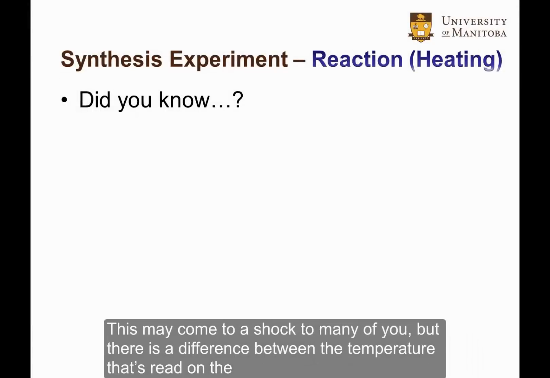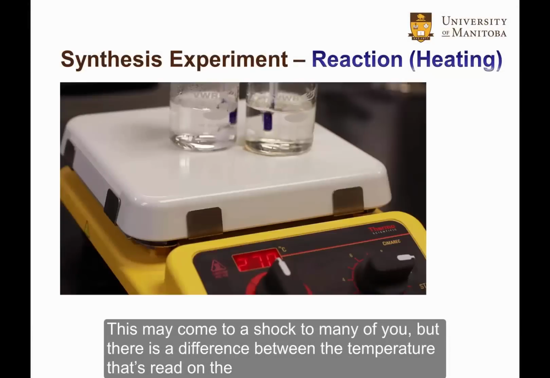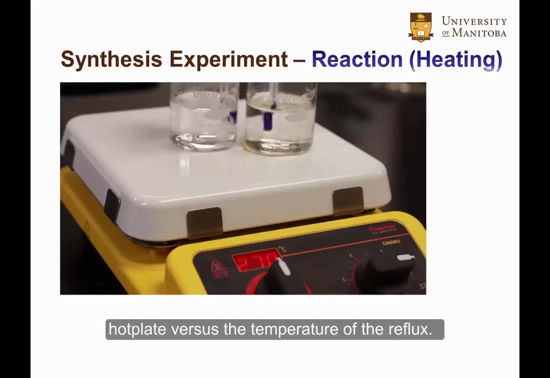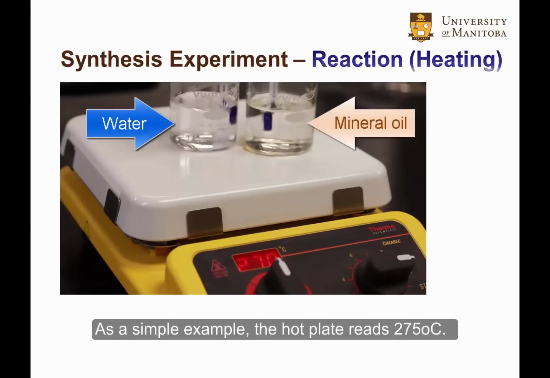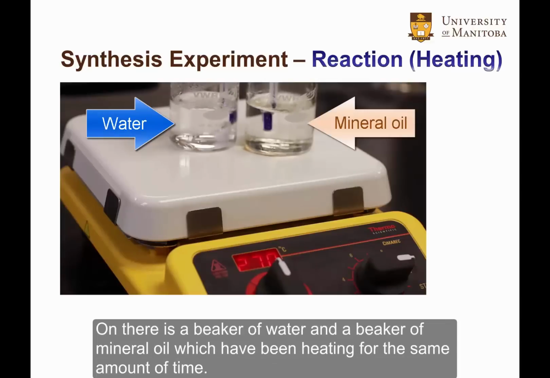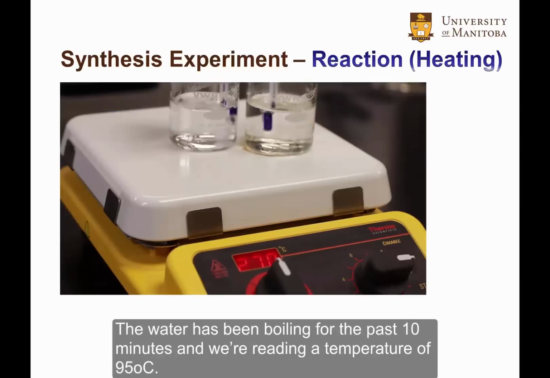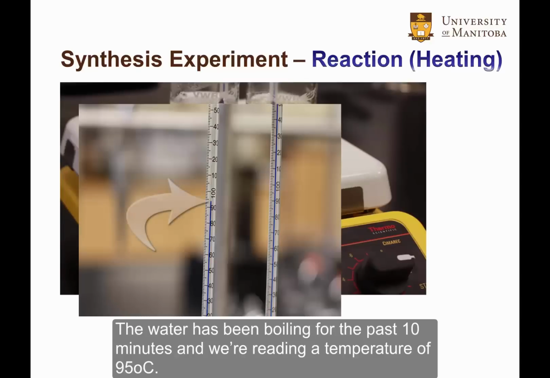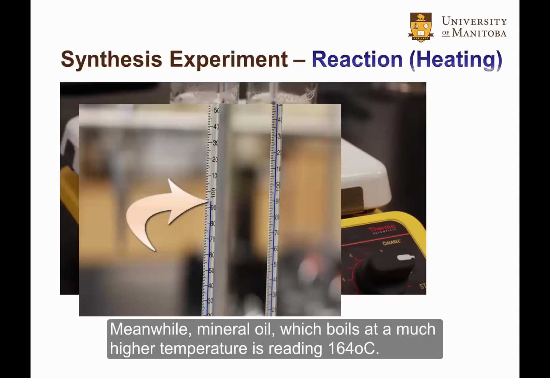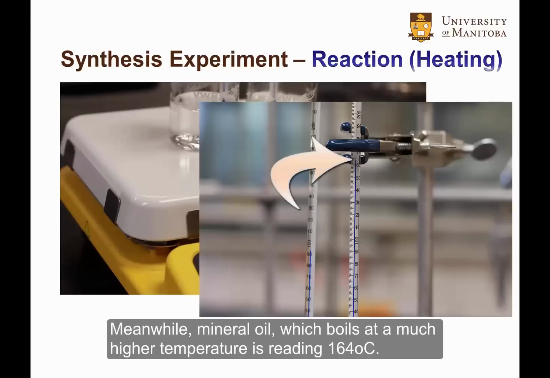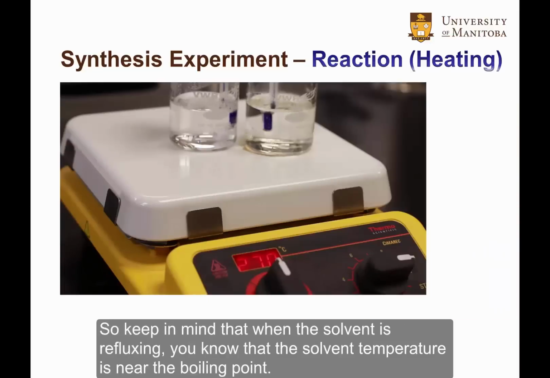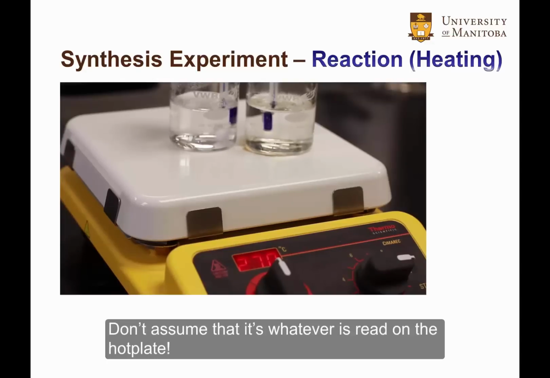This may come as a shock to many of you, but there is a difference between the temperature that's read on the hot plate versus the temperature of the reflux. As a simple example, the hot plate reads 275 degrees Celsius. On it there is a beaker of water and a beaker of mineral oil, which have been heating for the same amount of time. The water has been boiling for the past 10 minutes, and we're reading a temperature of 95 degrees Celsius. Meanwhile, mineral oil, which boils at a much higher temperature, is reading 164 degrees Celsius. So keep in mind that when the solvent is refluxing, you know that the solvent temperature is near its boiling point. Don't assume that it's whatever is read on the hot plate.